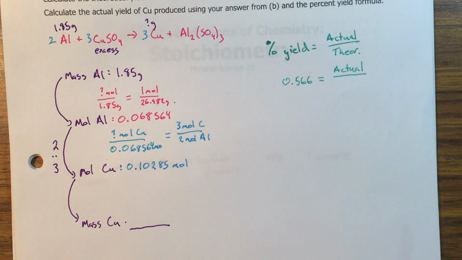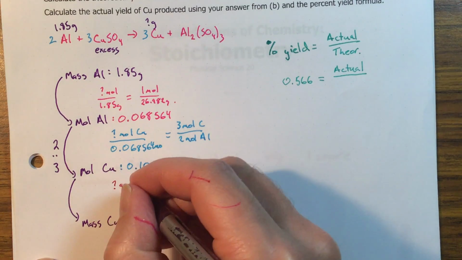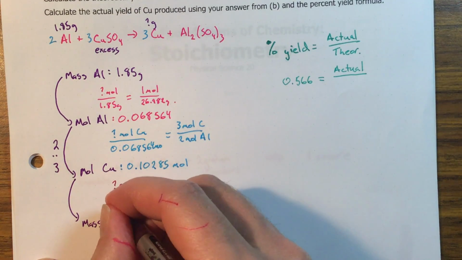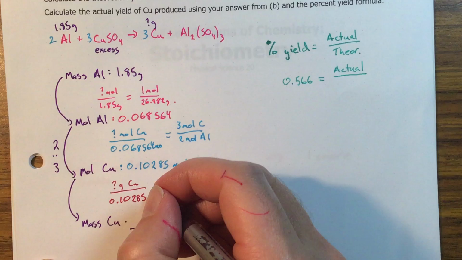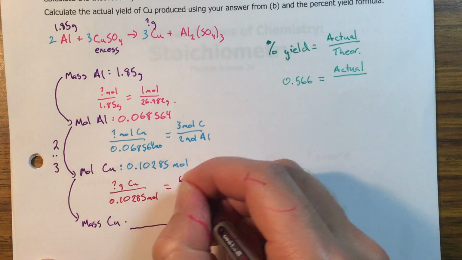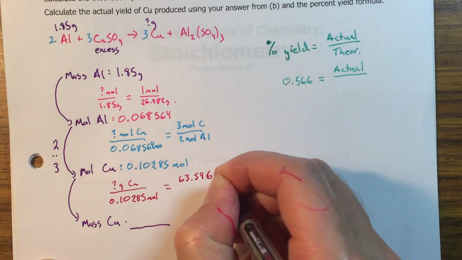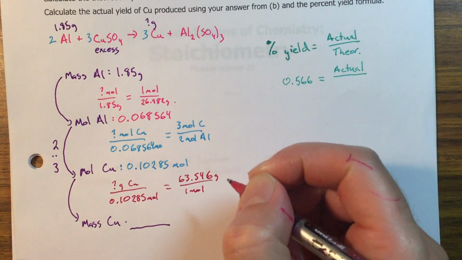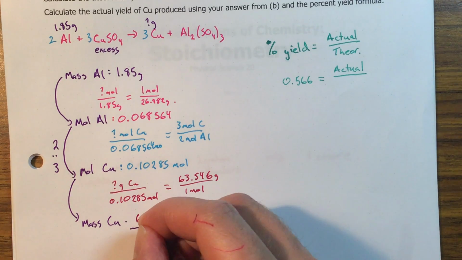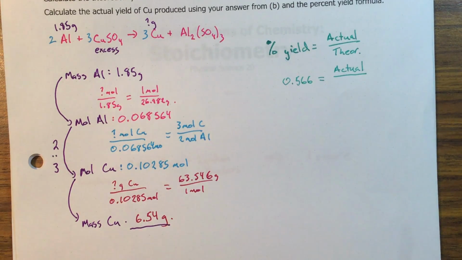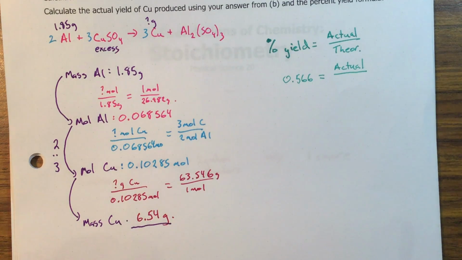Now we're going to do our last step. How many grams of copper are there in 0.10285 moles? If there are 63.546 grams in 1 mole, I take that number and times it by 63.546, and I get 6.54 grams. That's to 3 significant figures, which is what I should have.